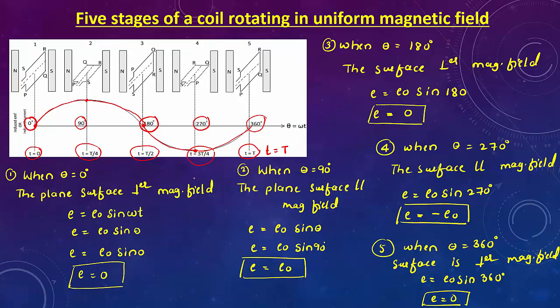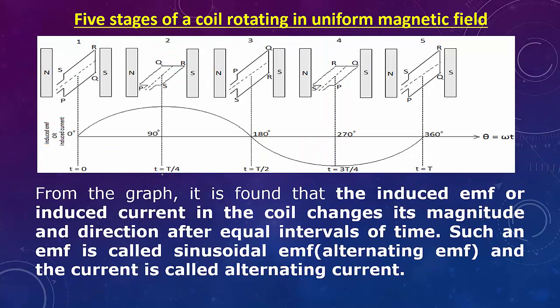So this is all about alternating EMF. We derived an expression for alternating EMF, that is E equal to E naught sine omega t. E naught is the peak value or maximum value of EMF, and its value is E naught equal to NAB omega. Then what is the conclusion? From the graph, it is found that the induced EMF or induced current in the coil changes its magnitude and direction after equal intervals of time. Such an EMF is called a sinusoidal wave. It means alternating EMF, and the current is called alternating current. So this is what we came to know from the graph.